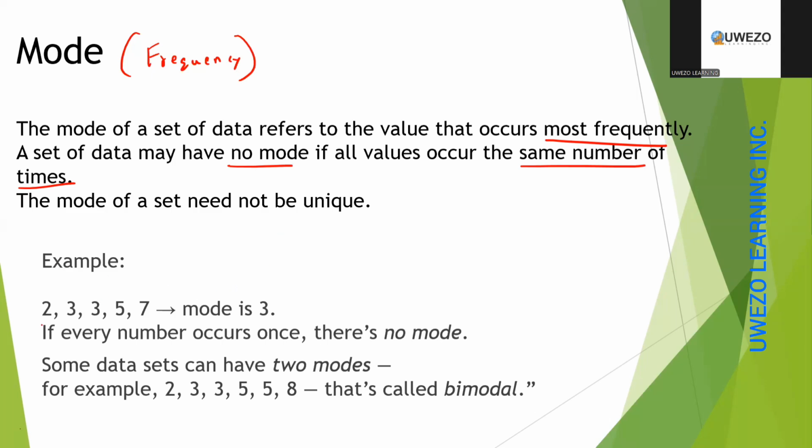For example, if you consider the set 2, 3, 3, 5, 7, the 3 is repeated twice. That's the maximum number of times, so the mode is 3. And if every number occurs only once, there is no mode. In the next example, we see 3 is repeated twice and also 5 is repeated twice. So both 3 and 5 are mode values, and we call it bimodal.